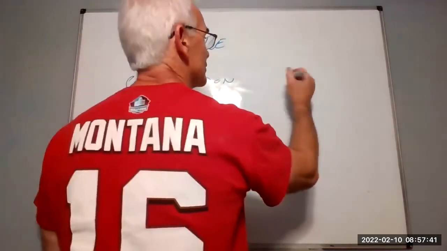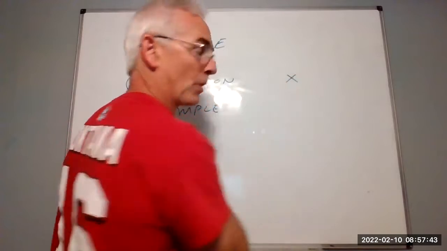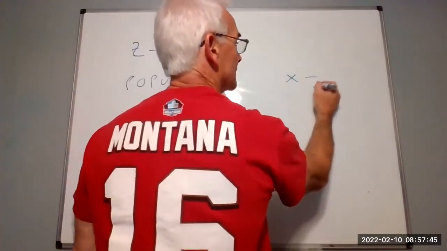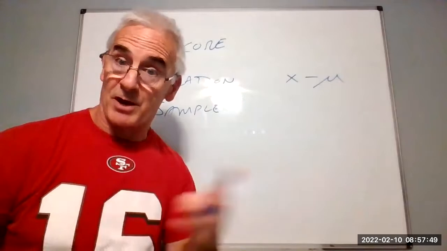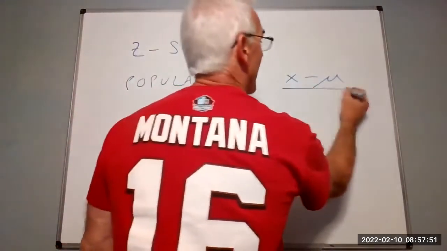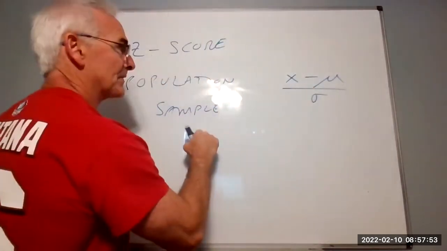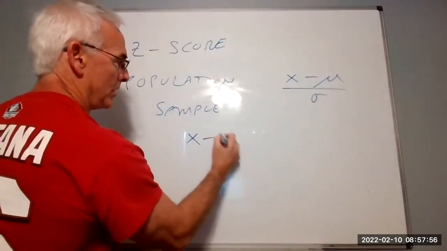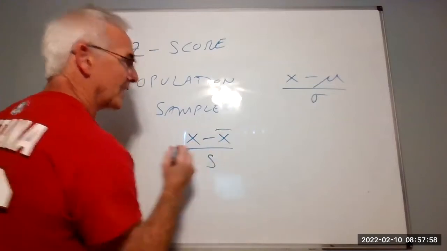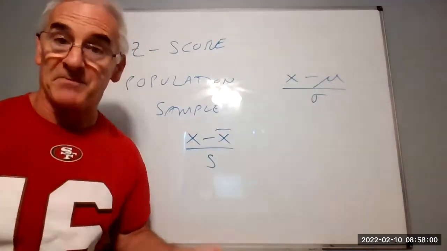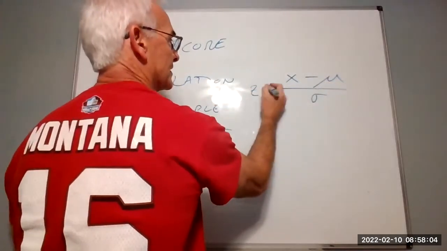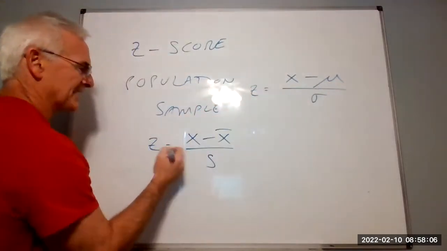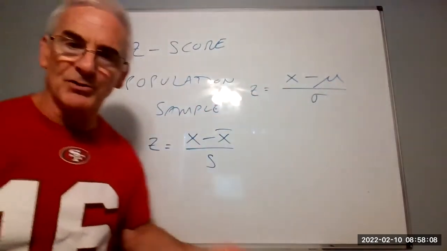If it's a population, it's the individual score minus the mean. That's how far above or below average you are, because that could be positive or negative, divided by the standard deviation. If it's a sample, it's your score minus the mean divided by the standard deviation. It's the same formula, but is it population or is it sample? And like I said, it's probably going to be the sample most of the time.